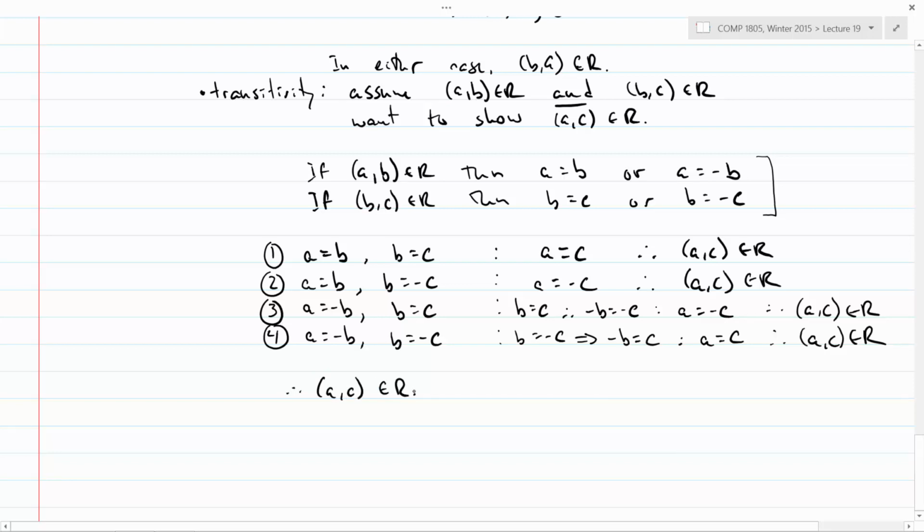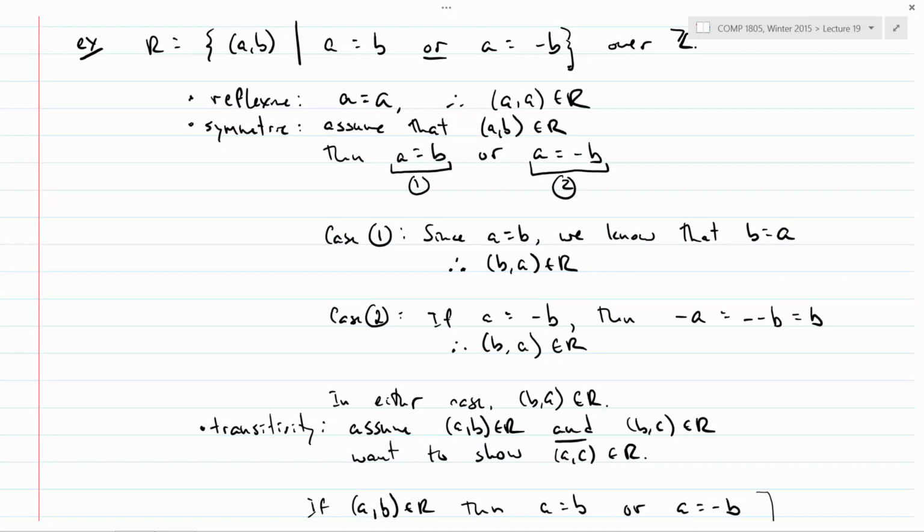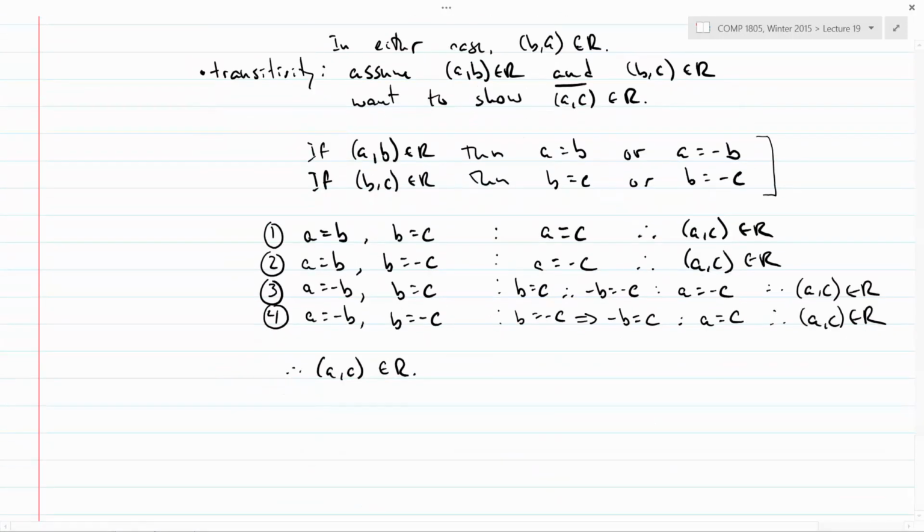So this means under the assumption that AB and BC are both in R, we've arrived at the conclusion that AC is in R. It doesn't matter what A, B, and C are. They could be anything. So that means this relation is transitive. Okay, so now we know that the relation is reflexive, symmetric, and transitive, which means it's an equivalence relation. So we're done. Does that make sense?